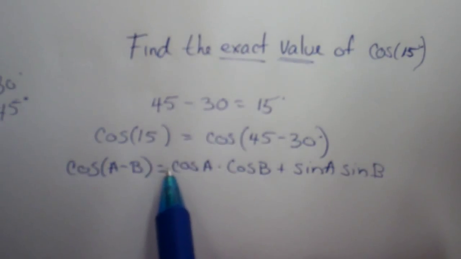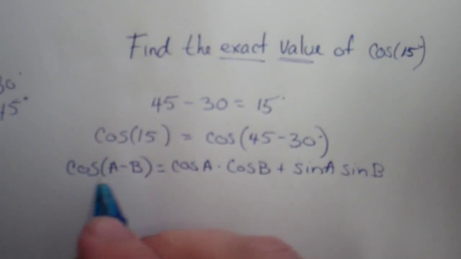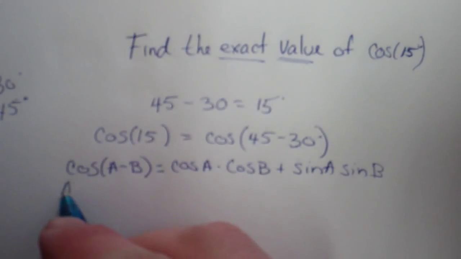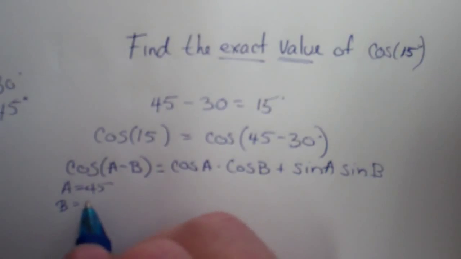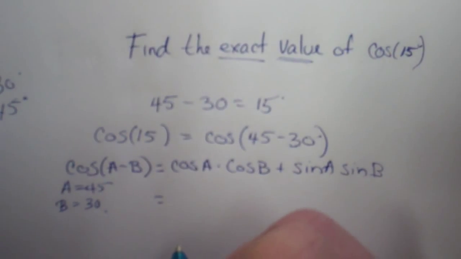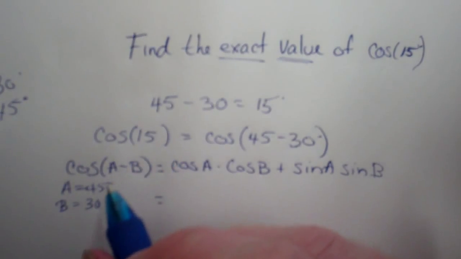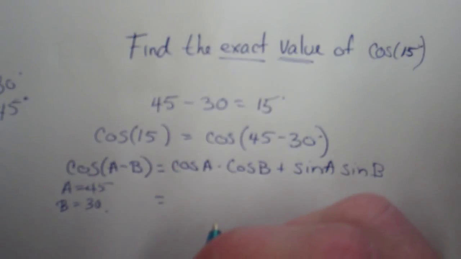What is the A going to be in this case? You see the cosine of A minus B, and here we have the cosine of 45 minus 30. The A in this case then must be our 45, and the B in this case must be our 30. And now we can go ahead and just make these substitutions. After all, trigonometry is really a great big exercise in substituting.